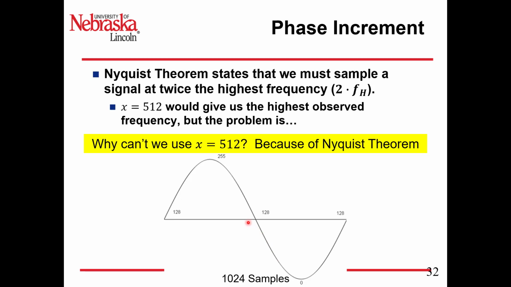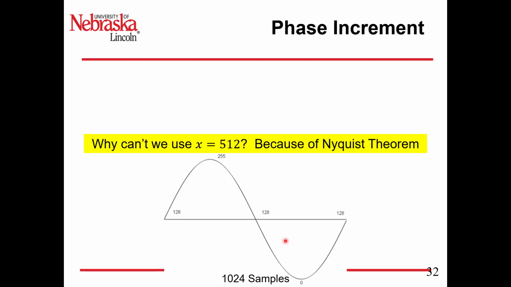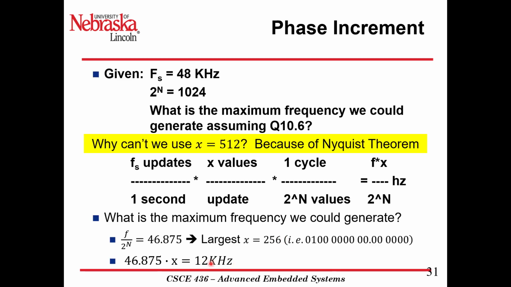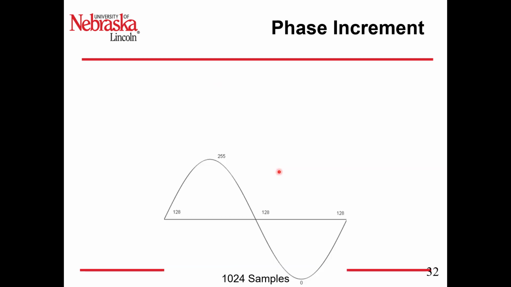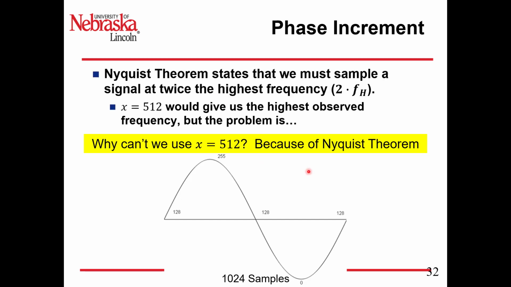So the official highest frequency would be x equals 256. And that would be at 12 kilohertz, which is 1/4 of our sampling frequency. So our observed frequency is going to be 24 kilohertz. So we have to sample it twice then. Okay.